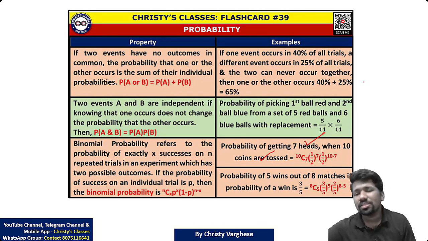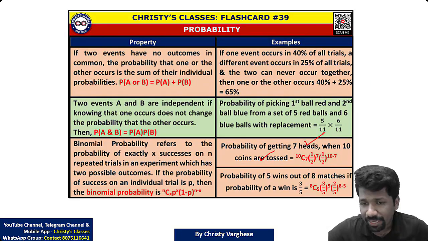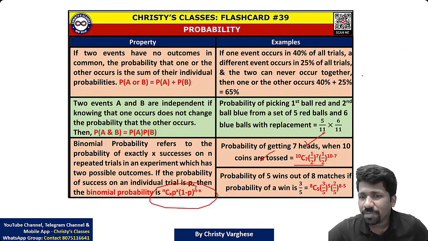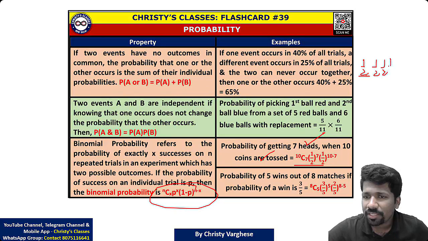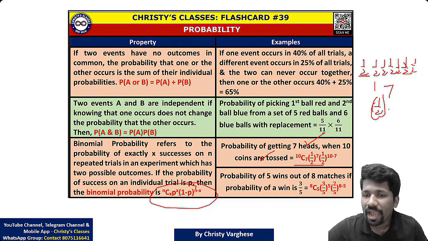So getting 7 heads, I am telling you the logic so that you can generalize this later. The chance of getting one head is half, right? The chance of getting 7 heads is half into half into half, 7 times. That means half raised to 7. Are you getting? Half raised to 7.